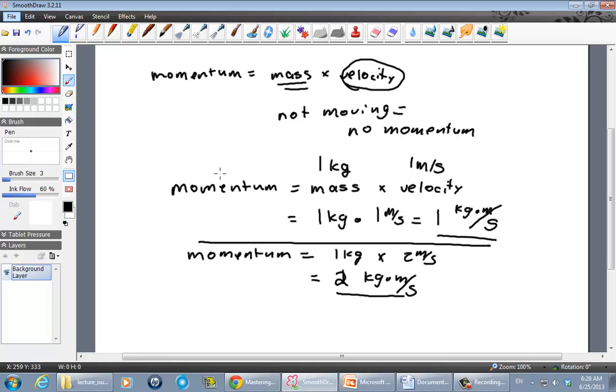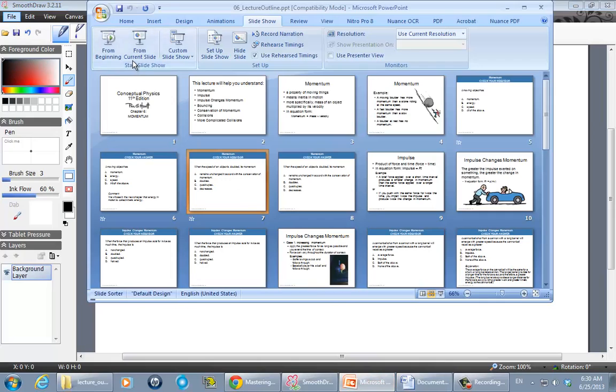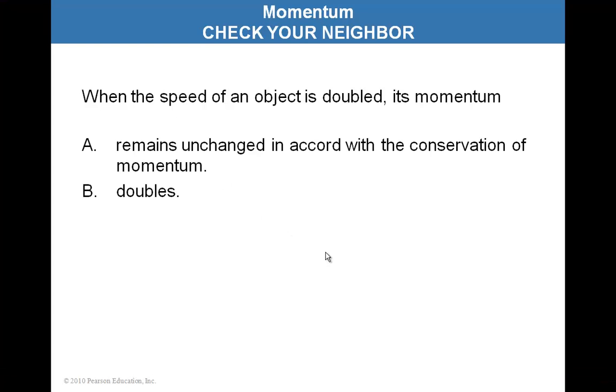If the velocity triples, what do you think happens to the momentum? It also triples. If the velocity is cut in half, what happens to the momentum? It's cut in half. Okay, so our answer here is doubles.